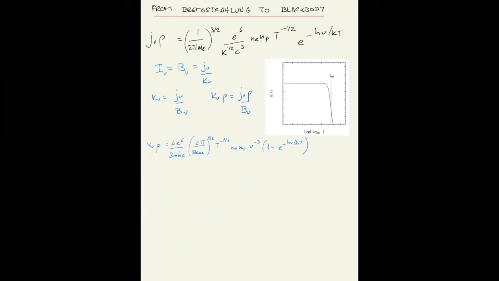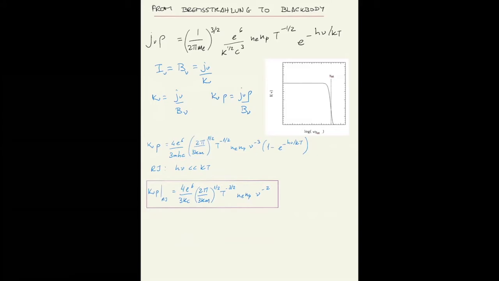Now consider the Rayleigh-Jeans tail of the distribution. That means when the energy of the photon is much less than the thermal energy. So then you get rid of this exponential, and instead of 1 minus this exponential, you have h nu over kT. Then that is the expression that you obtain.